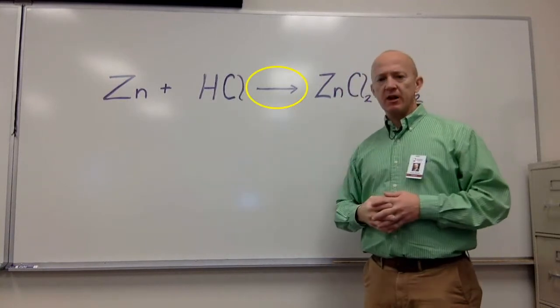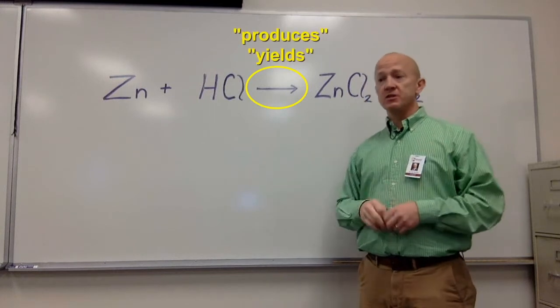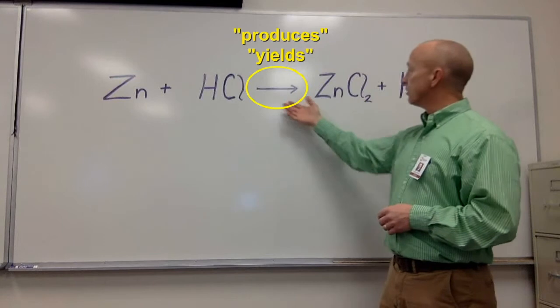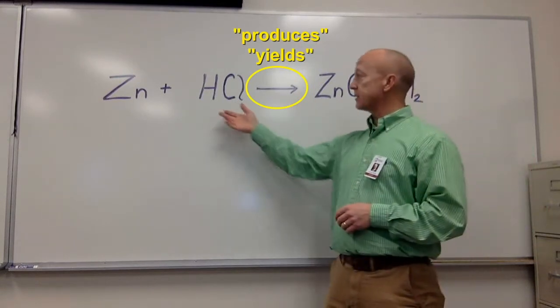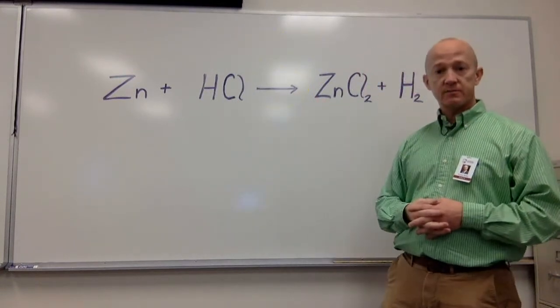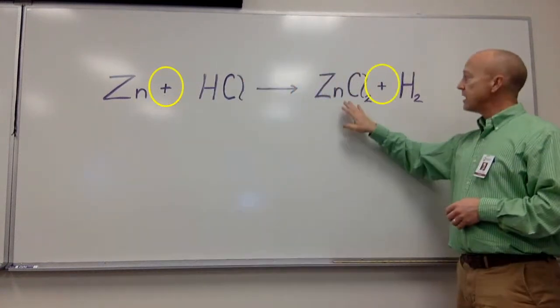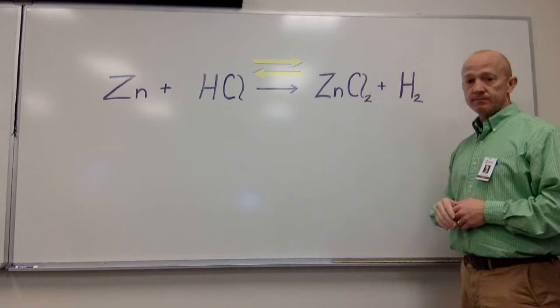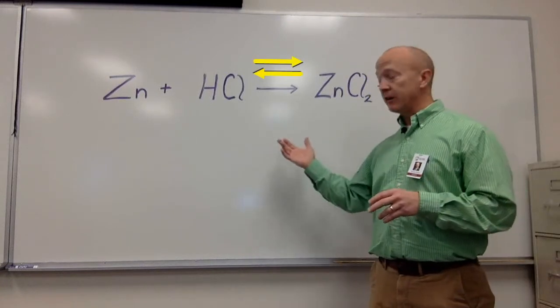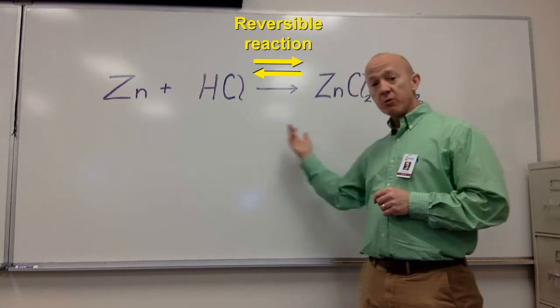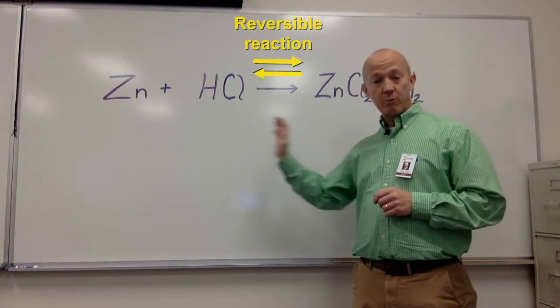You could simply think of the arrow as meaning produces or yields, as in these reactants produce these products, or these reactants yield these products. Notice that we separate reactants with a plus sign. The same goes for the products as well. Sometimes we'll even use a double arrow in some of our reactions. That is to show that the reaction can proceed in a forward direction or even in a reverse direction.